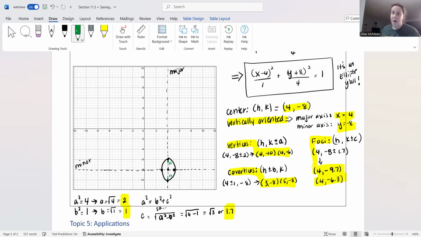This was a very long problem. Okay, I'm exhausted. I'm assuming you're exhausted. Hopefully this is making a lot of sense to you. It's not that any of the steps are hard. None of these steps are terribly difficult. There's just a lot of little tiny pieces. So really understand this process: find the center, determine how you're oriented. How you're oriented will tell you what your major and minor axes are going to be. Find your vertices, find your foci. Remember, to find the foci, you have to find C. And in order to find C, you have to have a strong understanding of that Pythagorean identity. You must know that, okay?